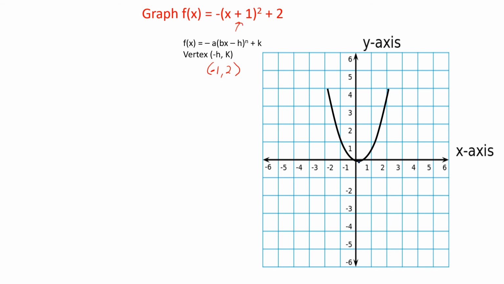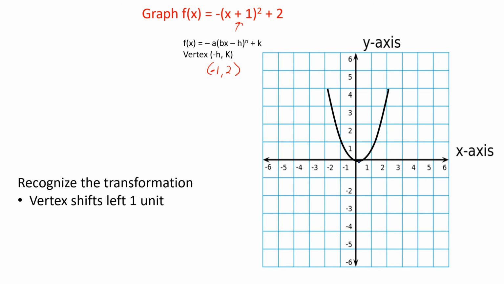What's going on there? Well, that's going to shift my vertex horizontally, right? It's going to shift it to the left 1 unit. So watch how I do that. I move my vertex to the left 1 unit, right? So there's my parabola so far.